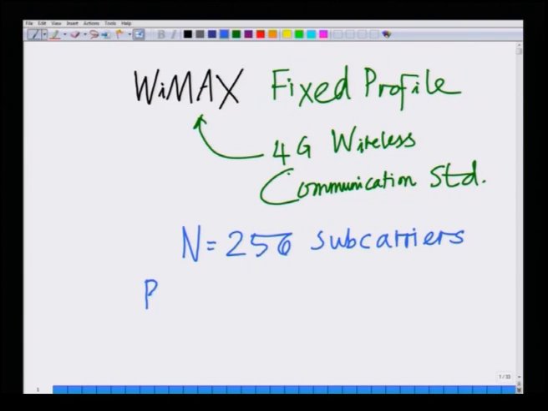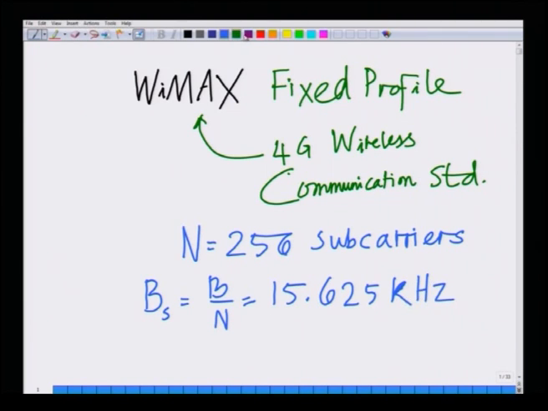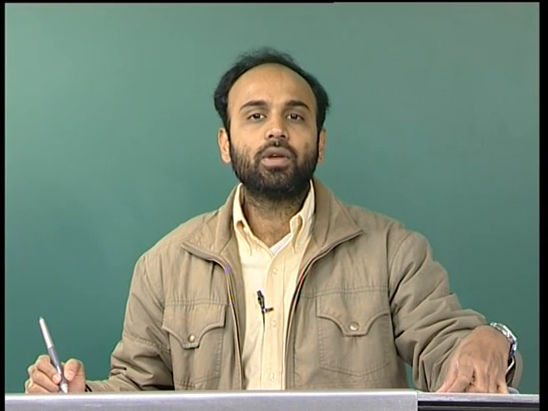So, Bs, which is nothing but B over n, equals 15.625 kilohertz. So, Bs, the bandwidth per subcarrier is 15.625 kilohertz. Now you can see this 15.625 kilohertz is much less than the coherence bandwidth of the system, which is around 200 to 300 kilohertz. Hence, we can safely say that each subcarrier experiences frequency flat fading.